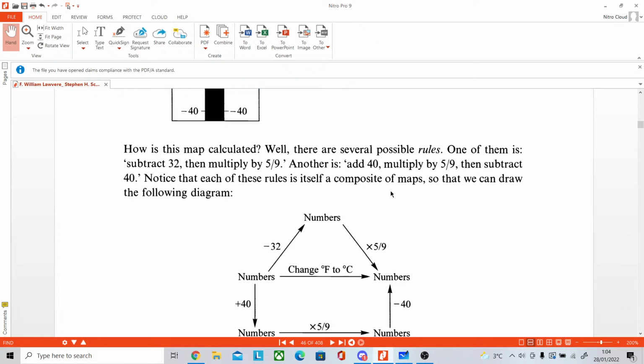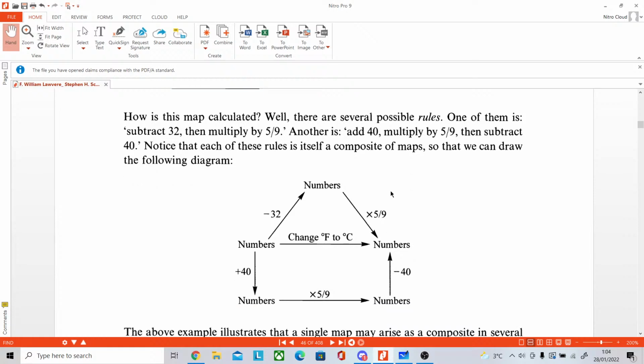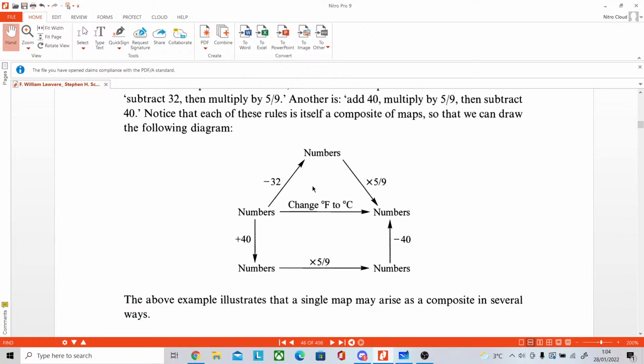Notice that each of these rules is itself a composite of maps so that we can draw the following diagram. So to change from Fahrenheit to Celsius, we can just go through this path instead, which is more explicit. Or we can go through this path.